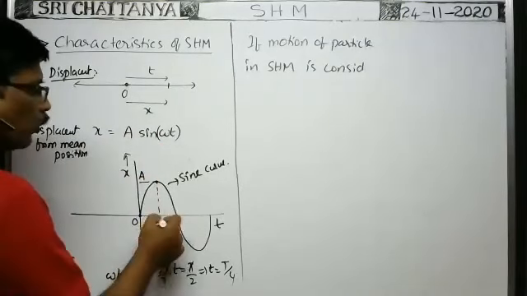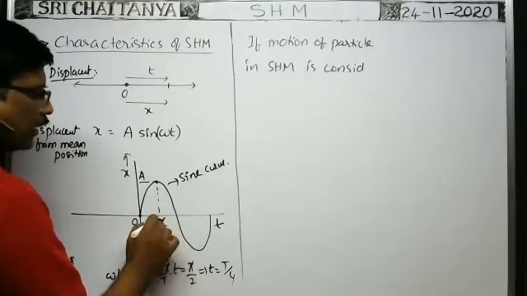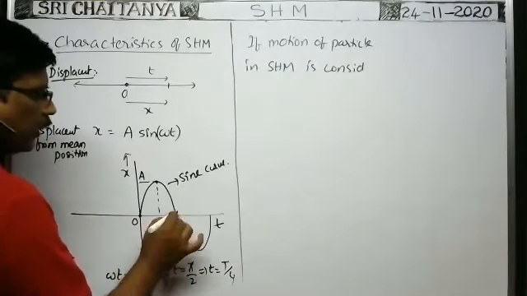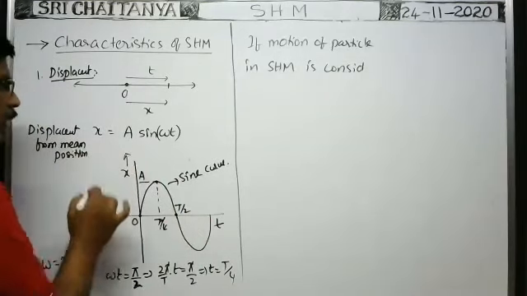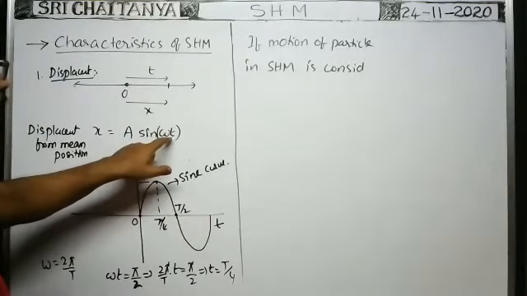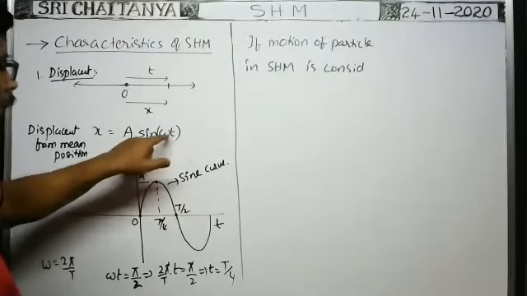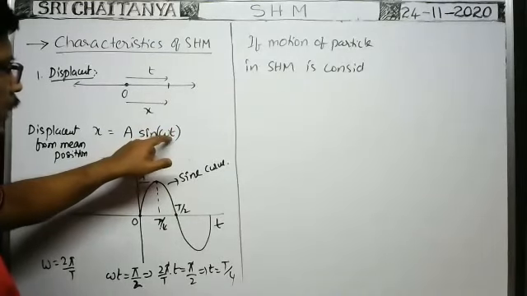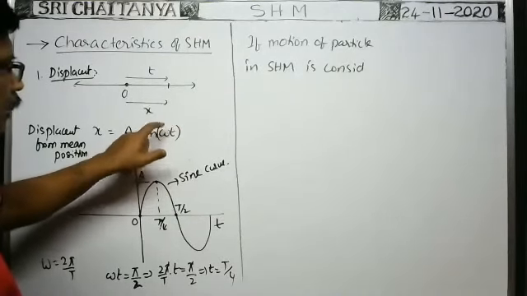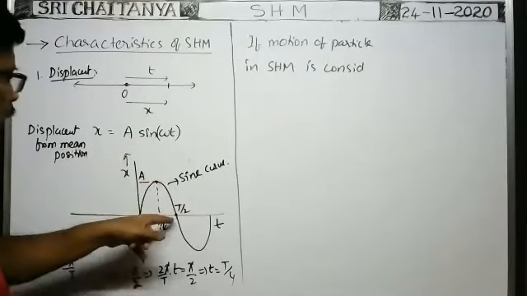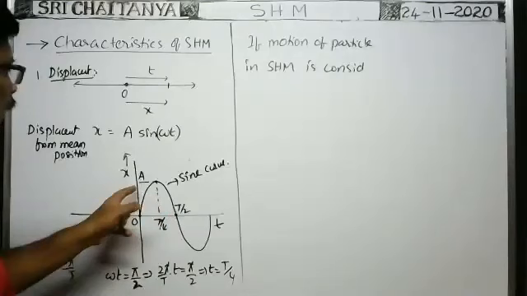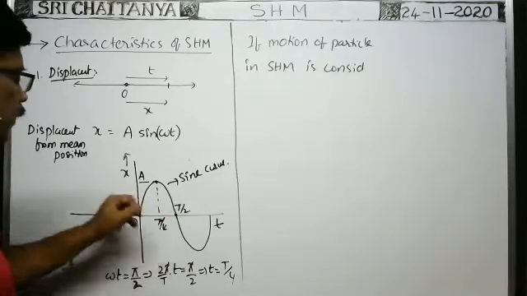Okay. After one more T by 4 seconds, the total time becomes T by 4 plus T by 4, T by 2. After T by 2 seconds, the displacement becomes 0. You substitute here t is equal to T by 2, ω means 2π by T. T cancels, 2π by 2, 2 cancels, π. Sin π is 0. That's why sin π is 0, so x is equal to 0. That's why displacement is equal to 0 after T by 2 seconds.